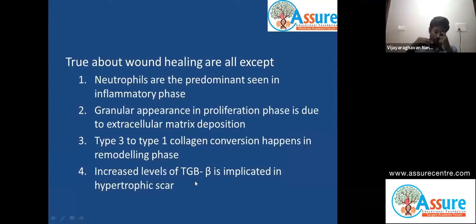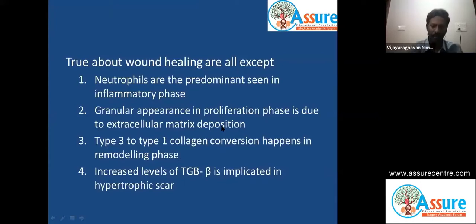So first we will go into the fourth one: increased level of TGF beta, transforming growth factor beta. What do you know about this? There are actually three types of TGF beta: type 1, 2, and 3. Types 1 and 3 are implicated in increased hypertrophic scar. So increased level of TGF beta being implicated in hypertrophic scar is true. And the granular appearance in the proliferation phase is not due to the extracellular matrix, it is because of the blood vessels.